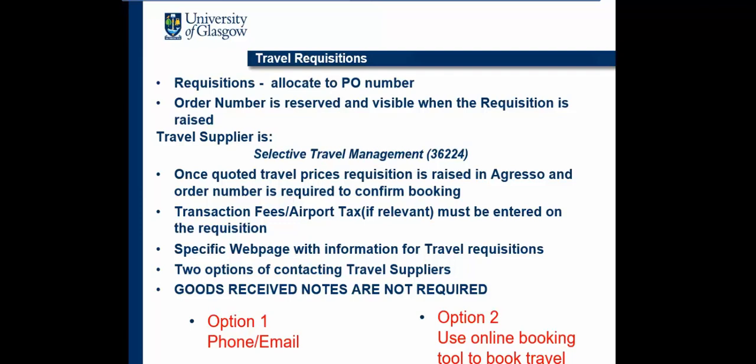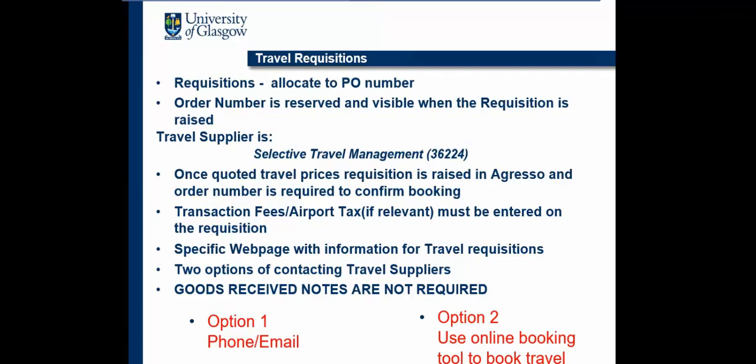Selective Travel, unless you give them a purchase order number, they won't go ahead with the travel. Transaction fees or airport tax: whenever you enter your requisition, you'll enter the details of the travel, but you also have to enter a transaction fee. We get charged by Selective Travel Management every time we make a booking, so you will get charged a transaction fee.